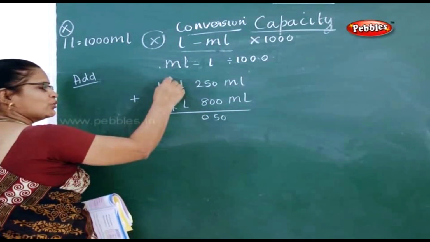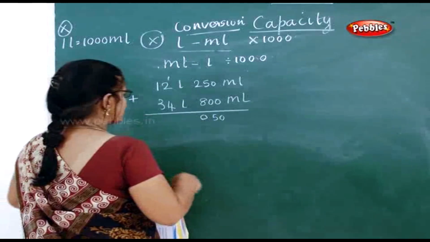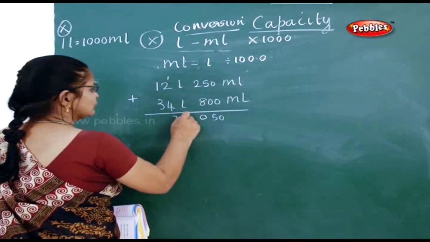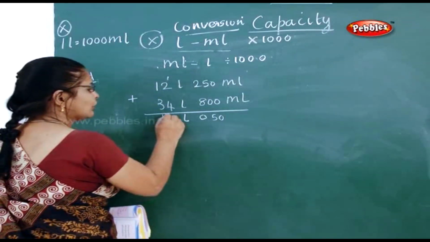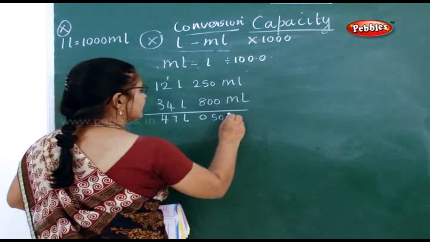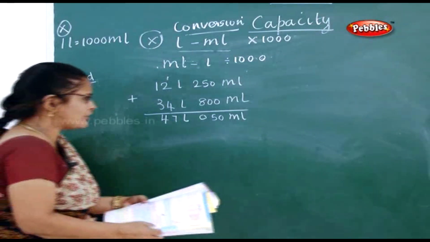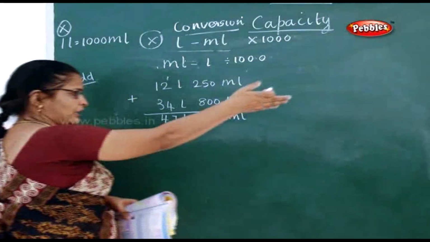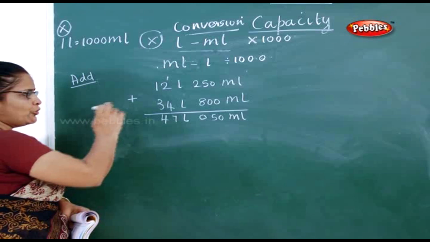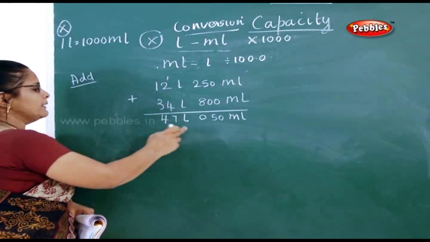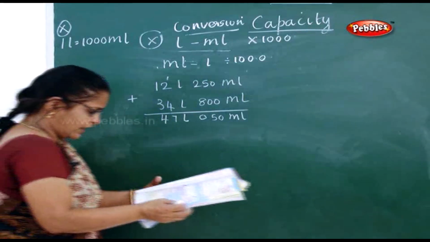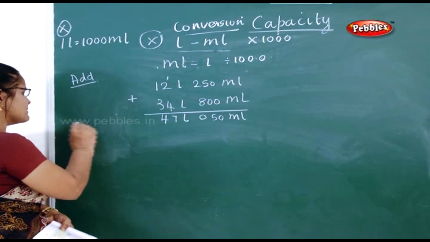I told you directly you can do this way also. 2 plus 1 is 3, 3 plus 4 is 7. So, 7 liter. Then 3 plus 1 is 4. So, you can write 47 liter and 50 ml. I told you that way, but this way will be easier for you. You can just directly add it and you get 47 liter and 50 ml. So, with this, there are sums given in here.